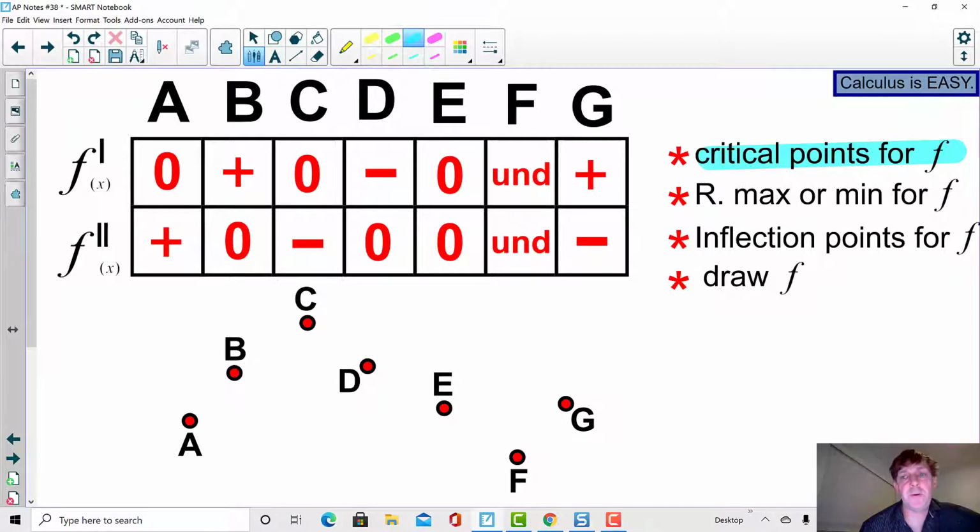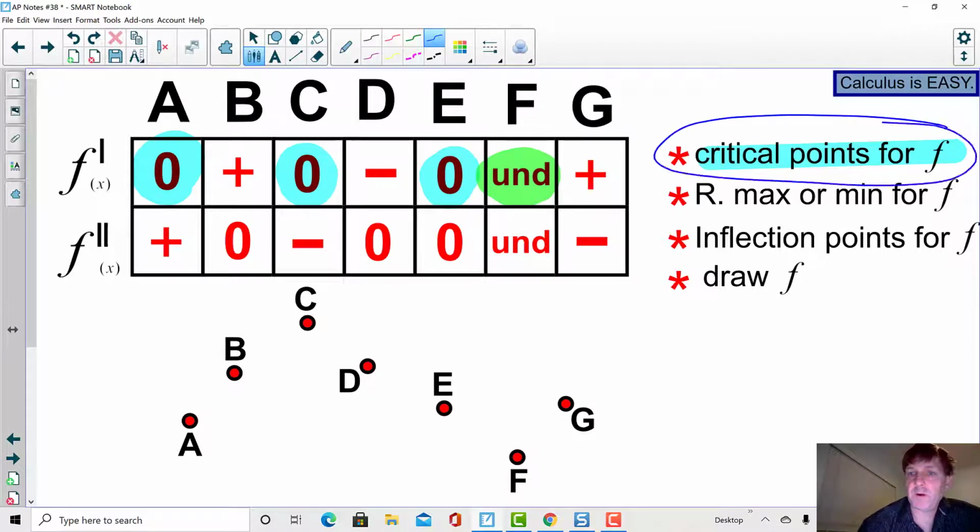Well, a critical number or a critical point is where your first derivative is either 0 or undefined. So we can see where our first derivative is either 0 or undefined. So those will be our critical numbers. Remember, if you're going to have a relative max or relative min, it would have to happen at one of those points. So for the first part, our critical numbers are going to be A, C, E, and F.